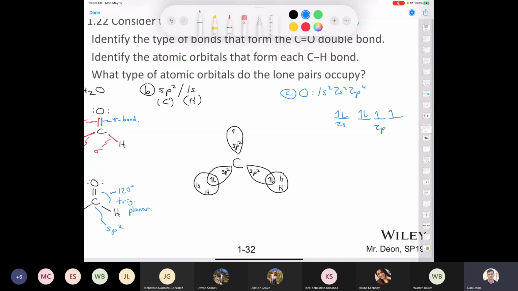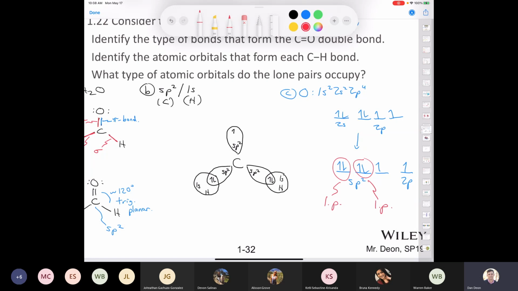I'm going to have to hybridize these to make 3 sp2 orbitals and have my 2p orbital with an unpaired electron in it, right? I'm going to have 1, 2, 3, 4, 5 electrons in my hybridized sp2 orbitals, and each one of these represents a lone pair, right? This is a lone pair, and this is a lone pair.